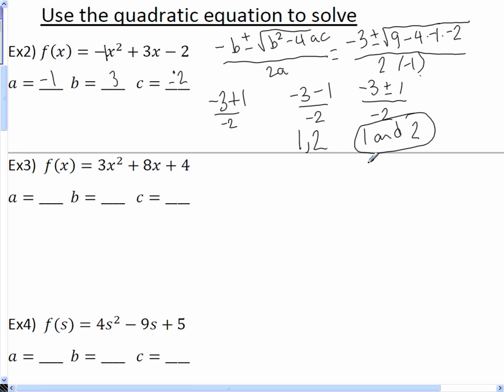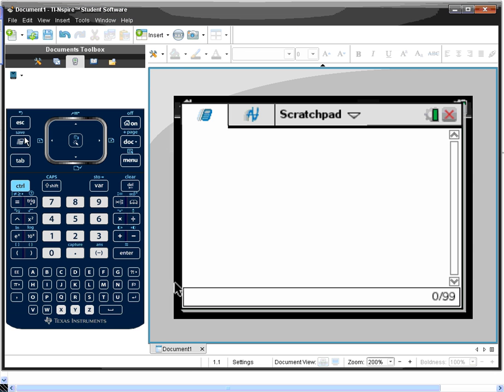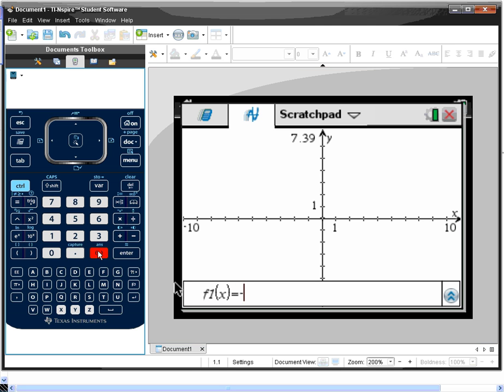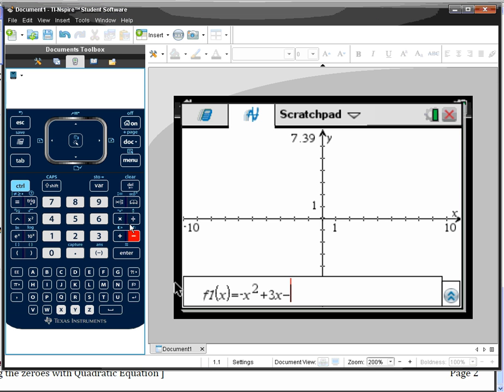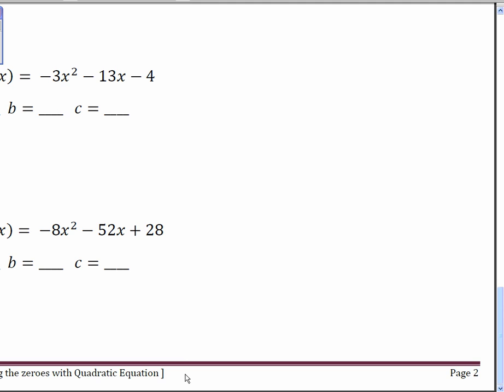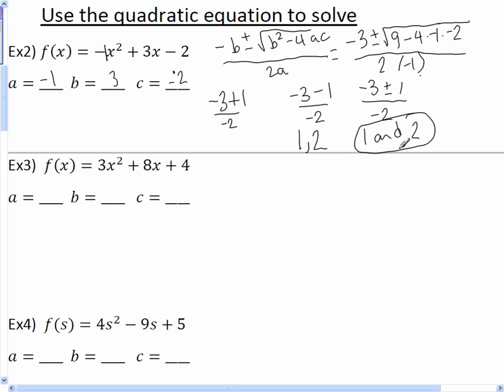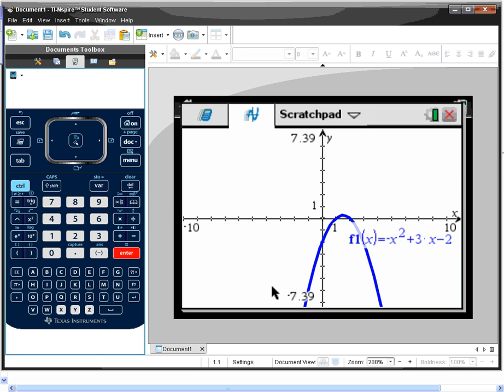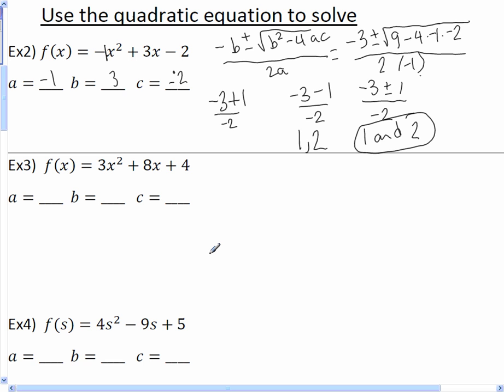And you could verify this. I'm going to show you this on a graphing calculator. If I was to graph this equation, what was it? Negative x squared plus 3x minus 2. When I graph that, I can see that the two places this graph crosses the x-axis are at 1 and 2, which is exactly what I'm saying here. It crosses at 1 and 2, and this crosses at 1 and 2. Same exact thing. Okay? And that's all we're doing here. We're just doing that over and over again.